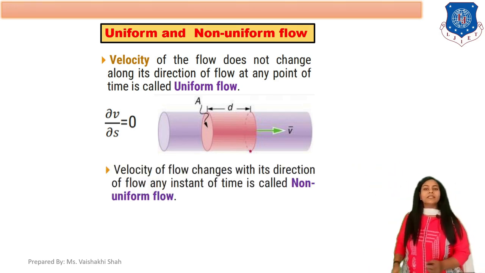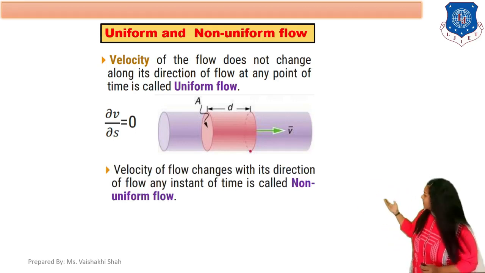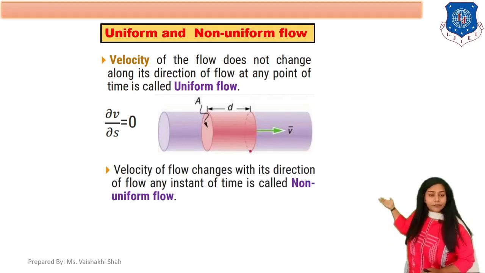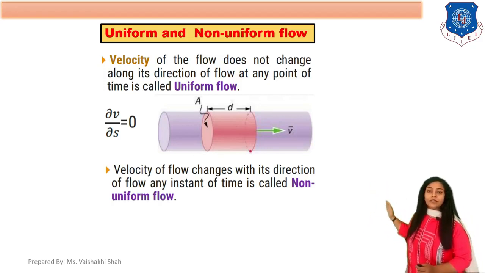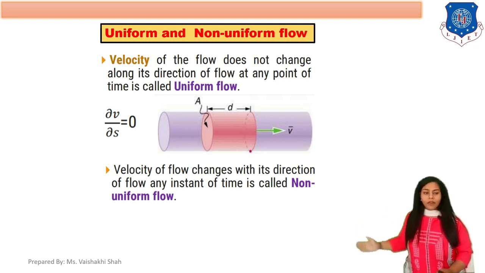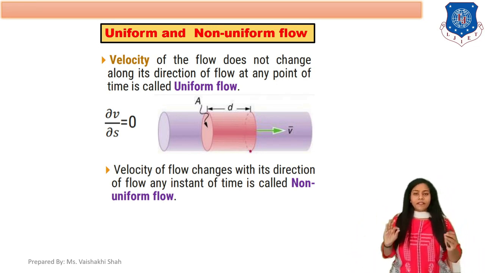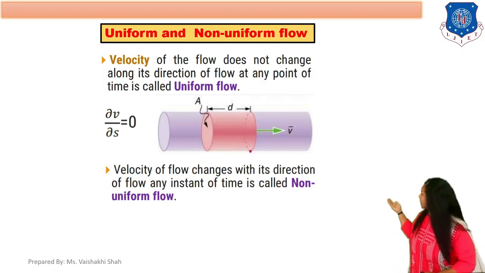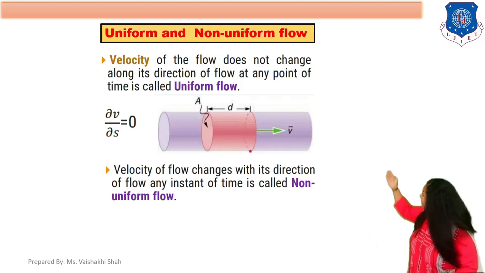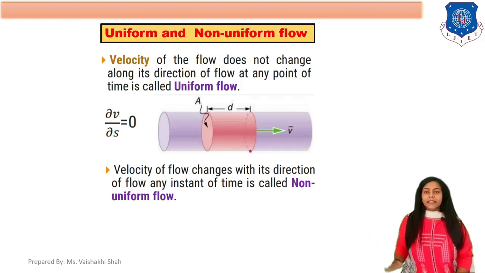Now second is your non-uniform flow. As you can clearly identify the difference between uniform and non-uniform flow, if velocity changes over a length, along the direction of the flow at any point, then that type of flow is called non-uniform flow. There is a change of velocity, so you can say that del V by del S is not equal to 0.